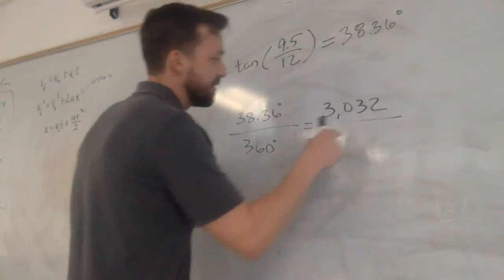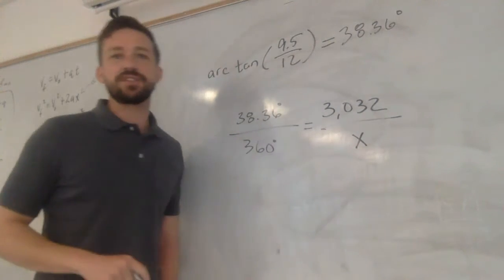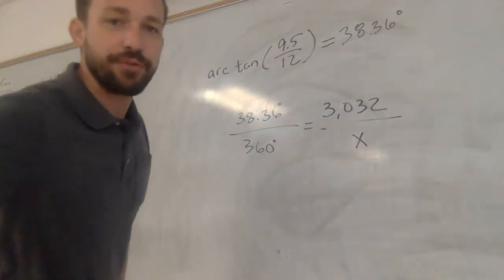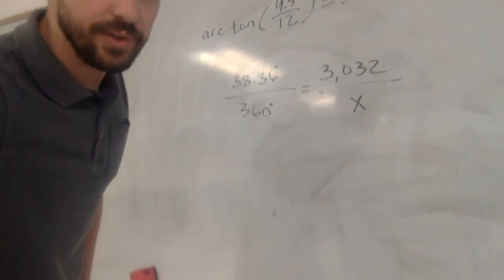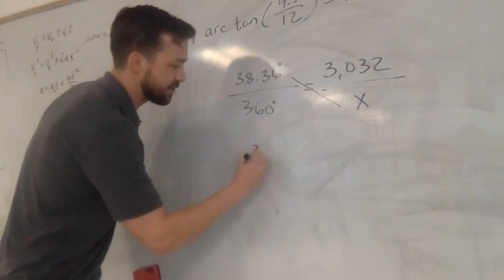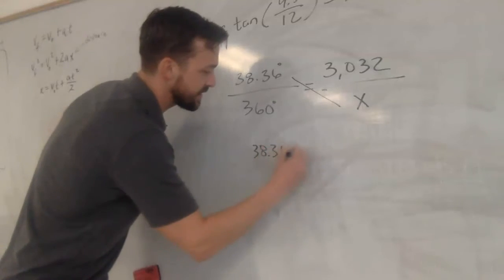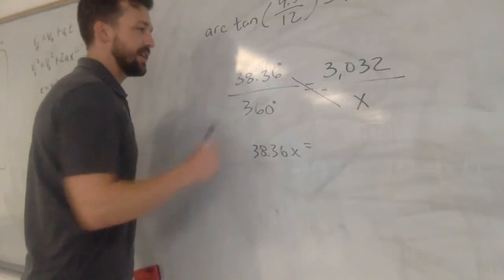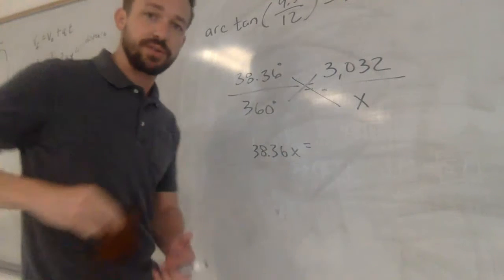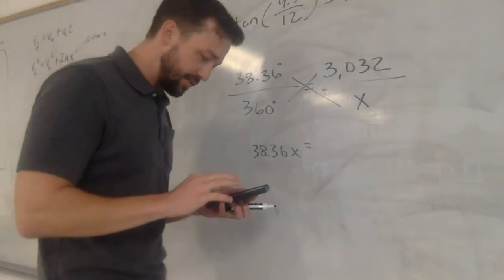Kilometers, okay, divided by x. X is the circumference of the Earth. That is what we are looking for. So now you're just going to do the math real quick. Let's give me some space here. The math is just going to be that times that. So 38.36 times x equals that times that, which is 3,032 times 360. Probably need a calculator for something like that.